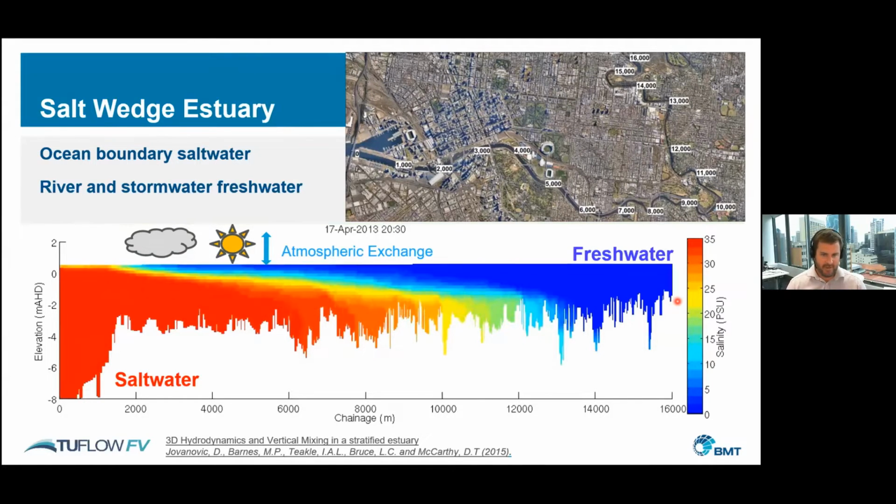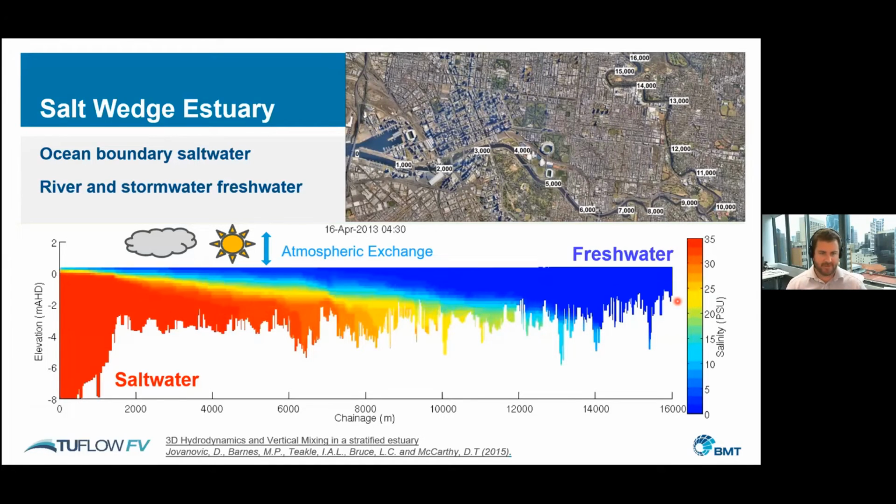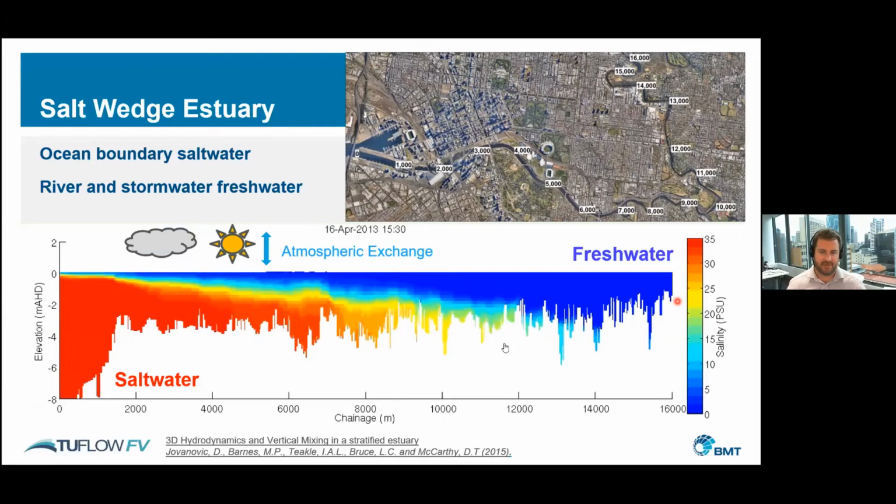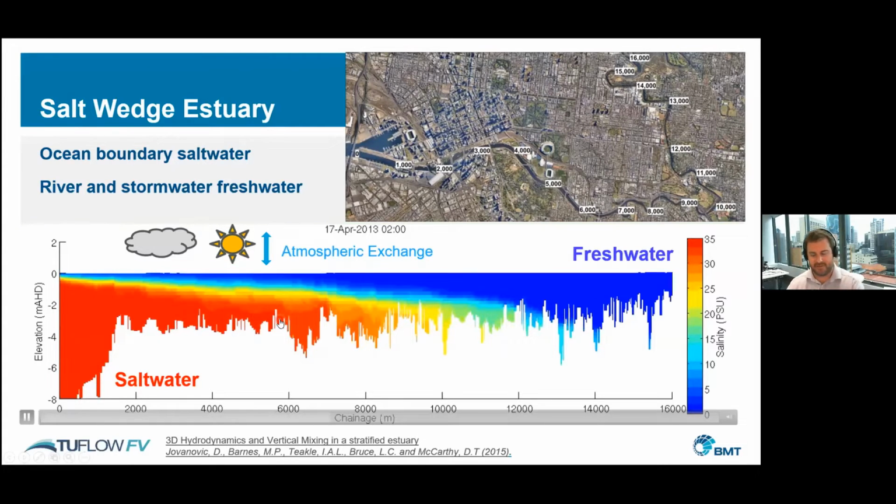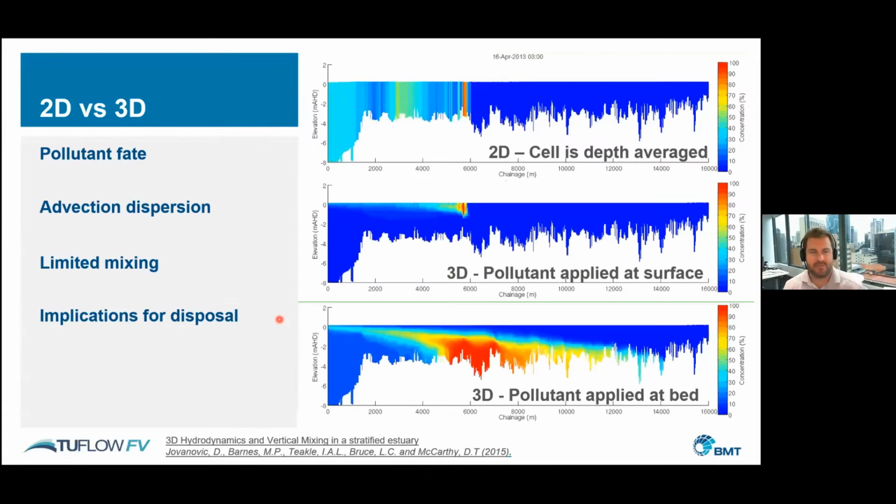And so what this is showing is that the fresh water moves across the top of the salt water, and there's limited mixing of those two systems. They're essentially acting as two water bodies. So why does this matter? Well, depending on the application we're looking at, the pollutant fate might be really affected by this.